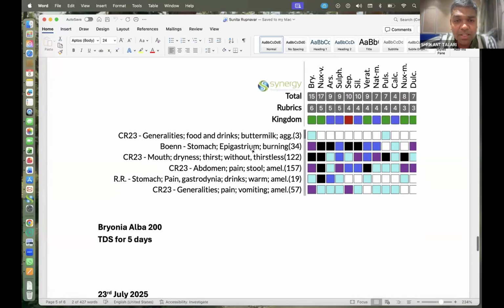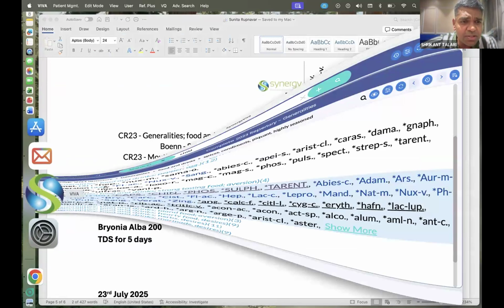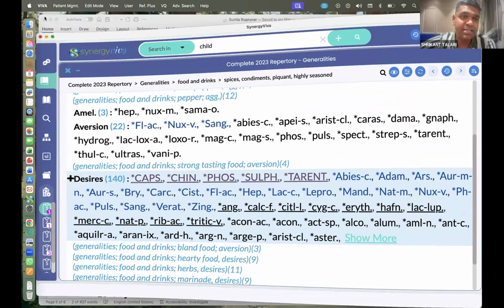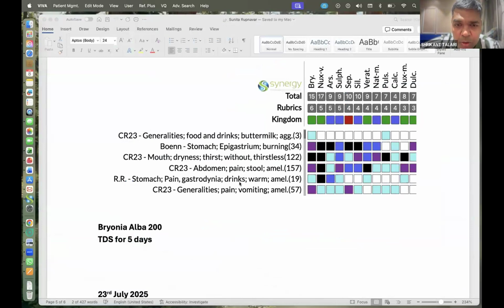When I repertorize in this chronology, this is the repertory sheet I get. See, buttermilk aversion, epigastric burning, spices desire. Actually, if you see this rubric, spices desire, bryonia is there over here. Okay. If you see here, bryonia is there. So the first symptom is aversion, buttermilk, then desire, spices. Then I take all local symptoms, and I see the first remedy that comes up is bryonia. So I gave her bryonia.